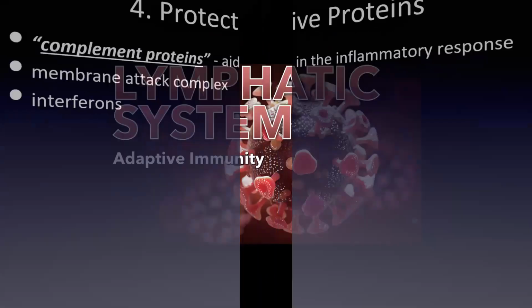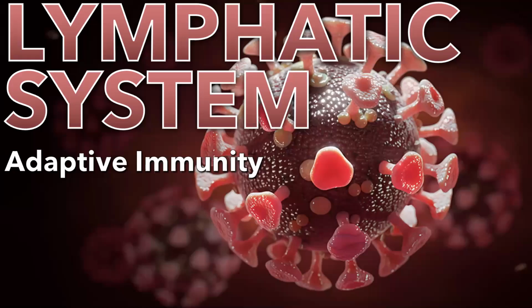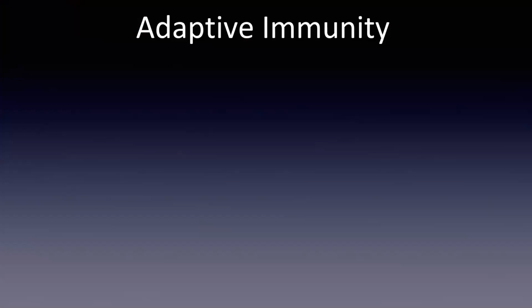Okay, so now we do get to adaptive immunity, which is the second part of our lymphatic system notes. So your subheading is adaptive immunity.